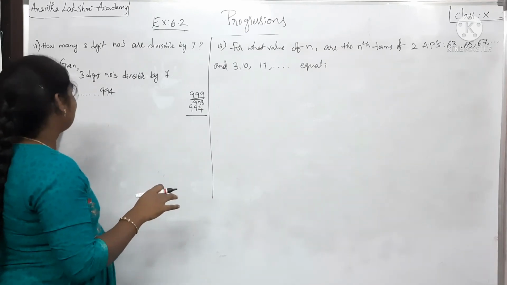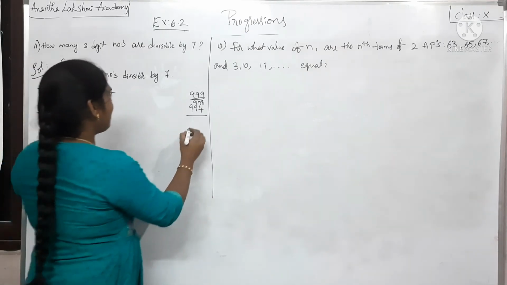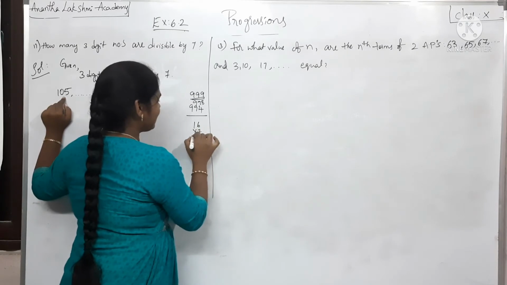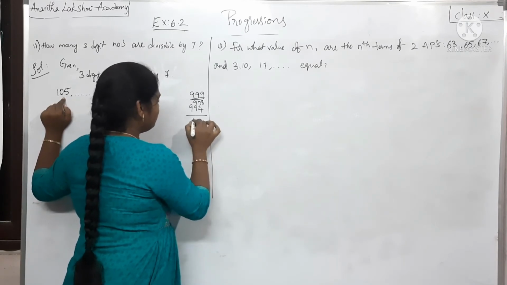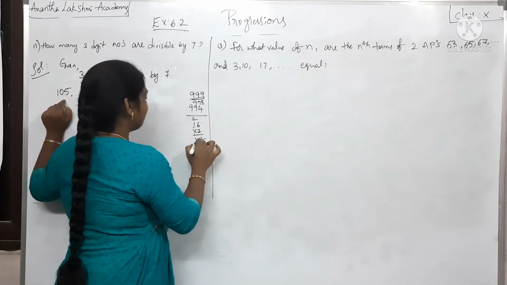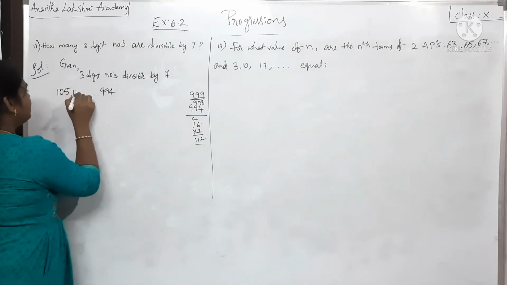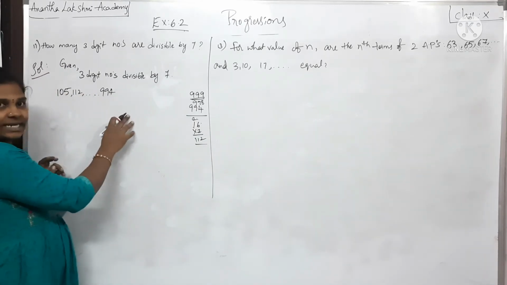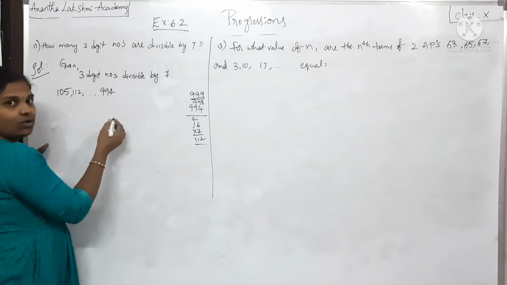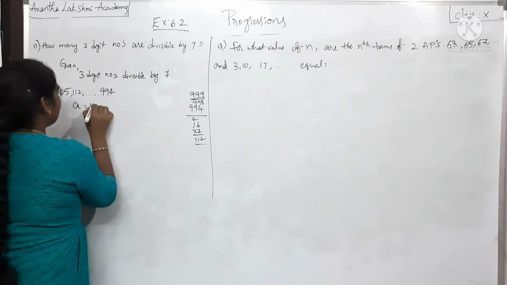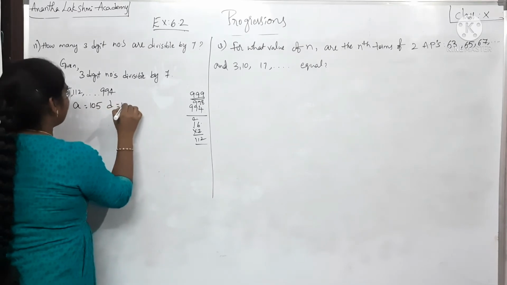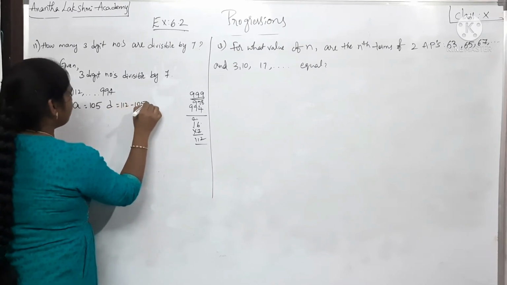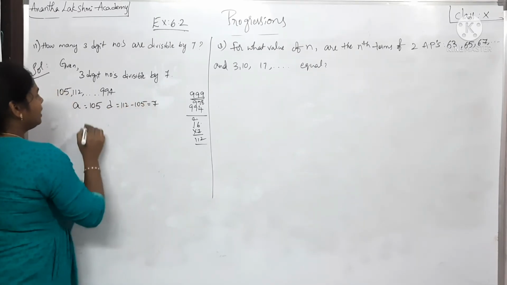Okay, after 15 sevens, we also have to write the next one, the second term. 7 6s are 42, 7 1s are 7, 11. So 112 is the second term. Now, from this series, what can we figure out? The first term is 105. The common difference, 112 minus 105, is nothing but 7.